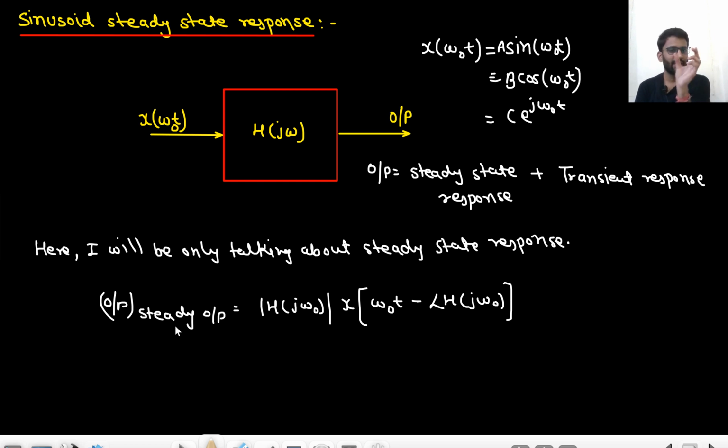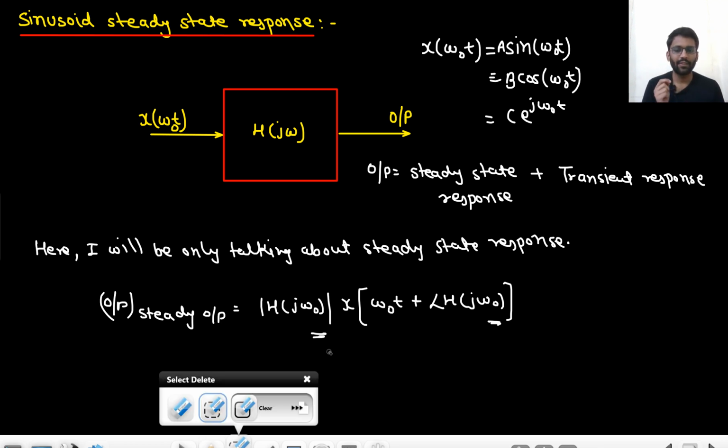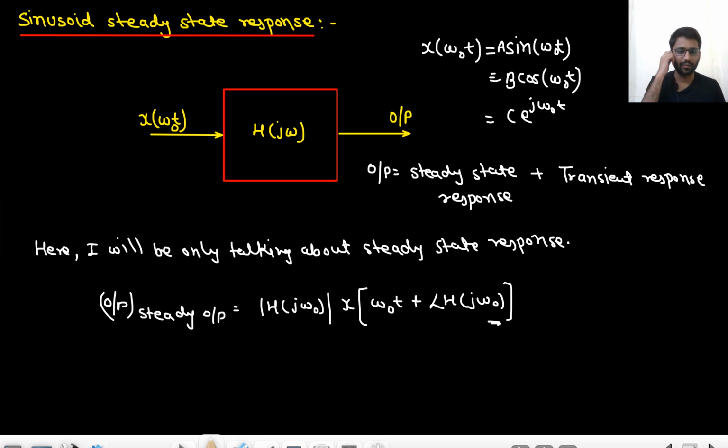First, I will take this transfer function and find its magnitude and also its angle. Then instead of omega, I will put omega naught. I will find the magnitude, I will find the angle, and I will multiply by the magnitude and add the angle. Sorry, not subtract, I will add the angle. Okay, let's take an example, it will be more clear to you. In theory, it will not be clear.